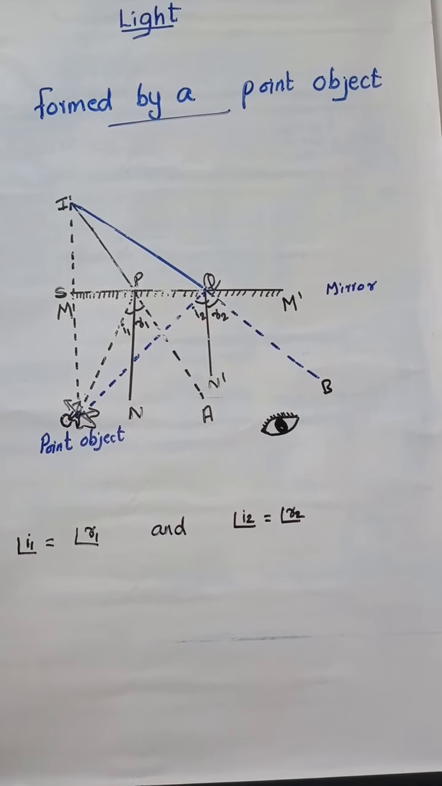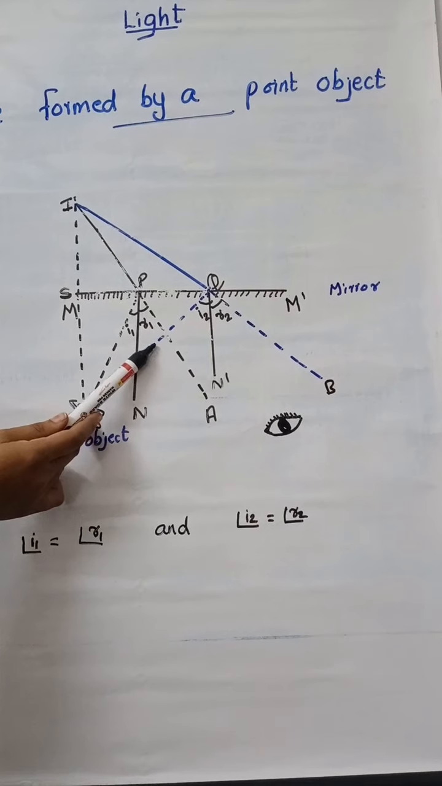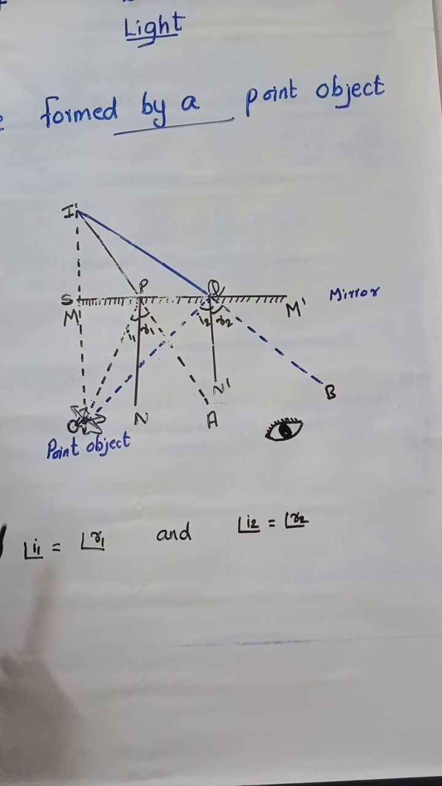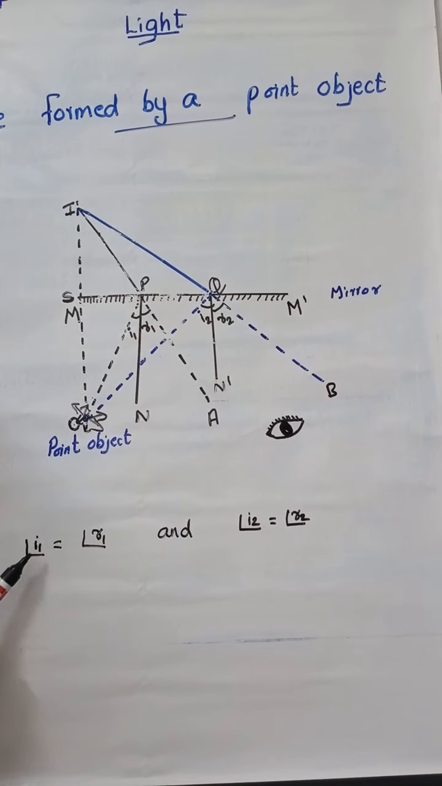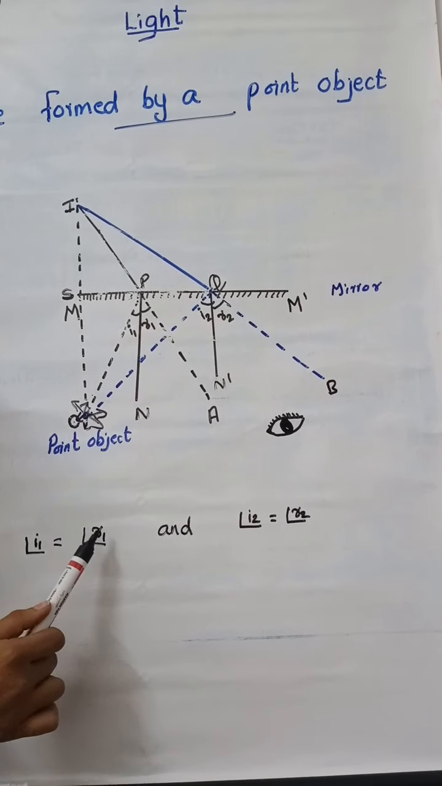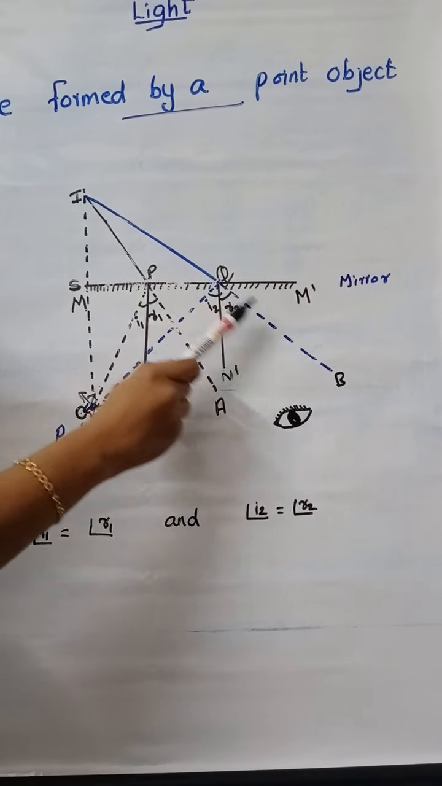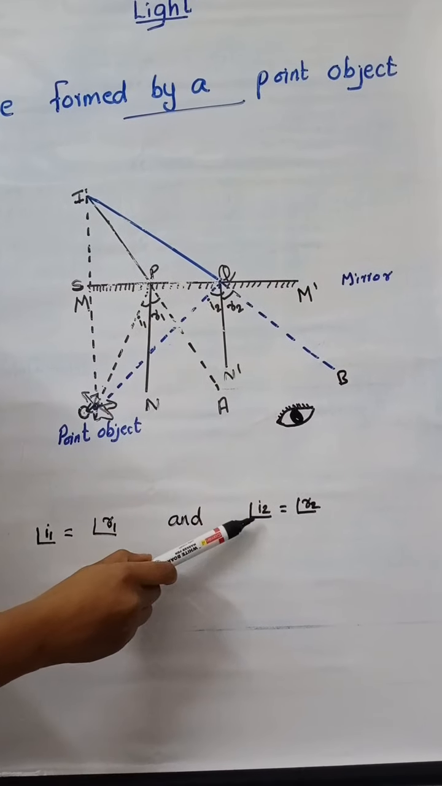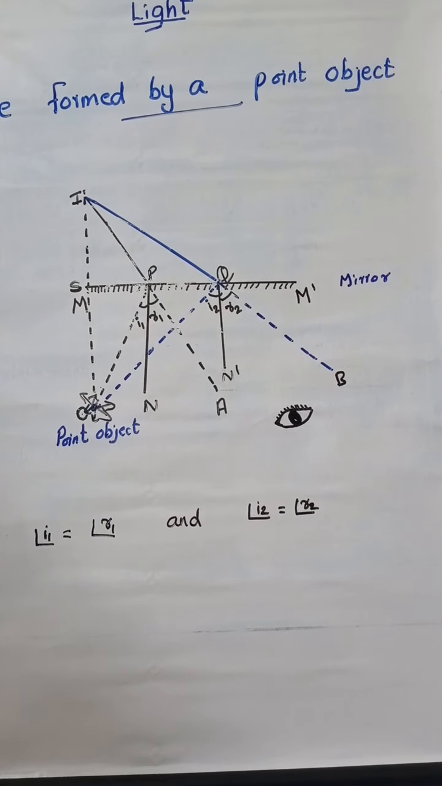As per the laws of reflection, the angle of incidence is equal to the angle of reflection for each incident ray. Thus, we can write, for the ray OP, the angle of incidence is I1. Thus angle I1 is equal to angle R1, which is the angle of its corresponding reflected ray. Likewise, for this ray, the angle of incidence is I2. Angle I2 is equal to angle R2. This is according to the laws of reflection.